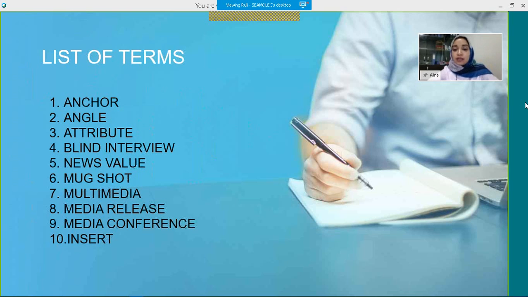The last one is insert. This is additional tags inserted into a story after it has been written, usually to give additional details. For example, when the story is telling about the earthquake, it has also inserted the caption or the short story after it has been written, and it will give additional details to the story so the audience will understand it better.